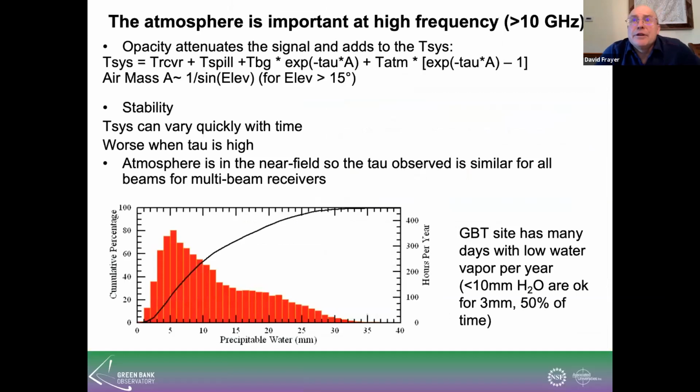But I do want to note that we're not going to go to really high frequency because we can only go up to about 26 gigahertz. But the atmosphere is important if you're observing above 10 gigahertz. It adds significantly to your system temperature, and it also attenuates the signal. So you get hit twice, basically. It increases your noise and it blocks the photons from coming in. And it's important when you're observing at higher frequency that your conditions can change fairly rapidly.